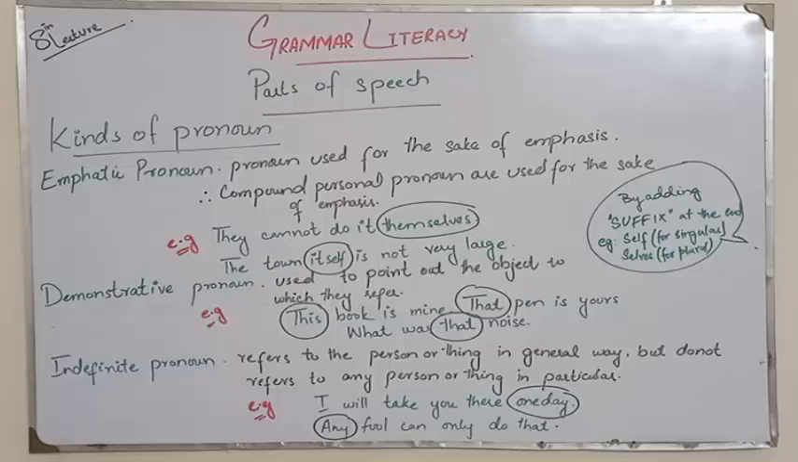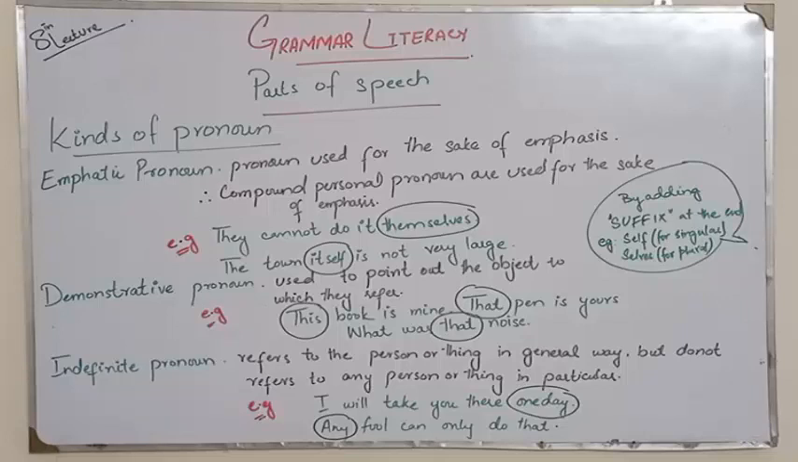Like compound personal pronouns, as you can see in the information I have given, they are formed by adding a suffix in the end: for singular it is "self," but for plural it is "selves." So here we put the suffix in the end. Suffixes also come at the end of a word.